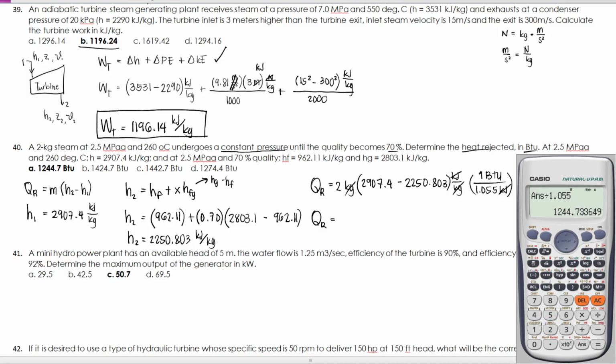That is 1244.7. Ayan, saktong-sakto na, nasa choices na yan. 1244.7 BTU.